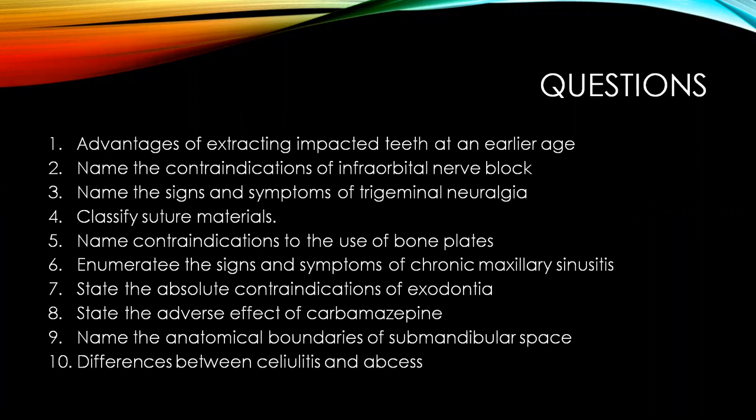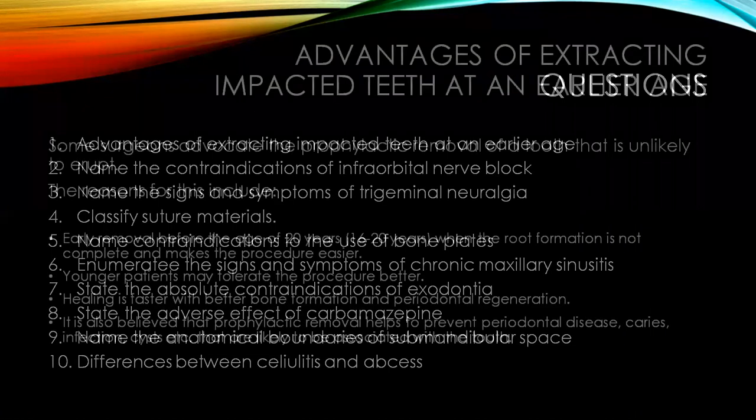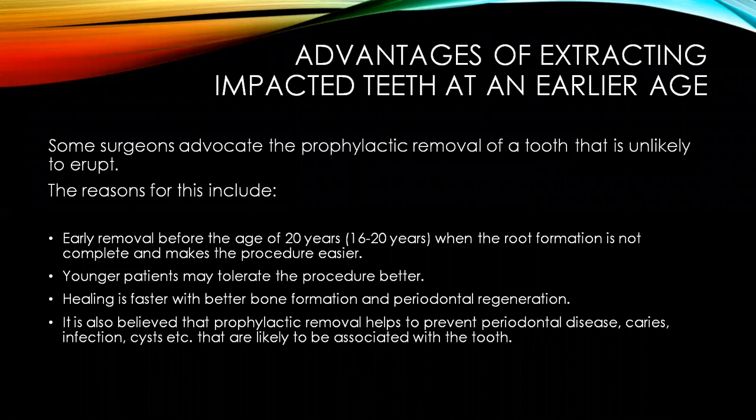So the first question is extracting teeth at an earlier age. Most surgeons advocate that if you think that a tooth is very unlikely to erupt, then as a prophylactic treatment, you should remove it. That is because the first point is the root formation is incomplete. If you extract the tooth between 16 to 20 years of age, then the procedure becomes easier. Younger patients may tolerate the procedure better. The healing is faster, bone formation and periodontal regeneration is better.